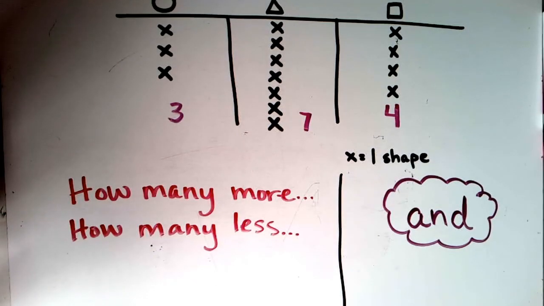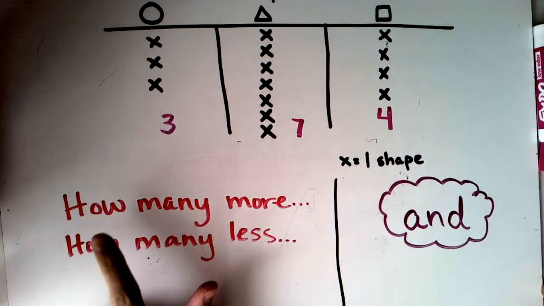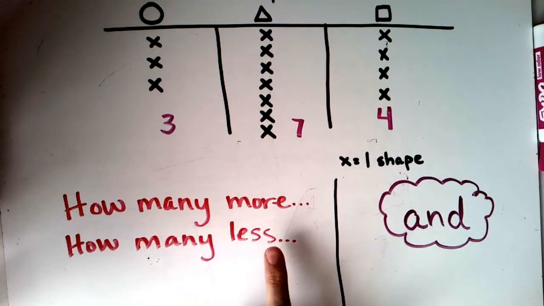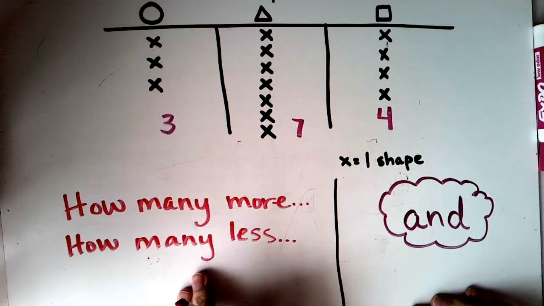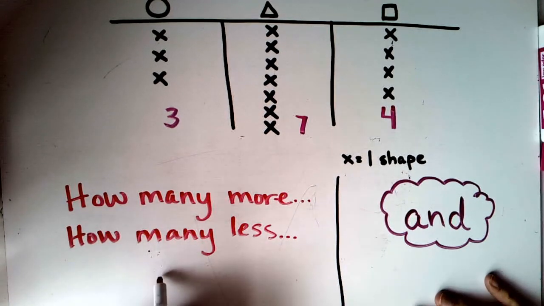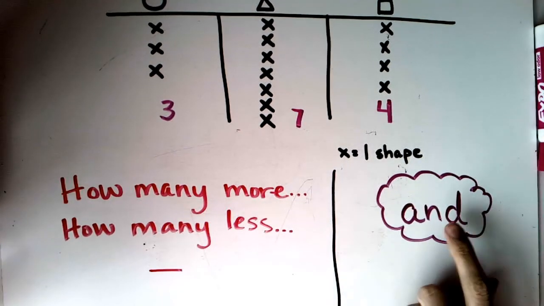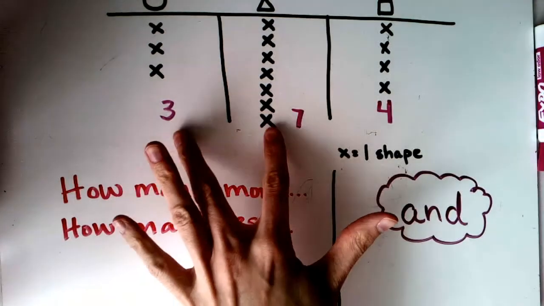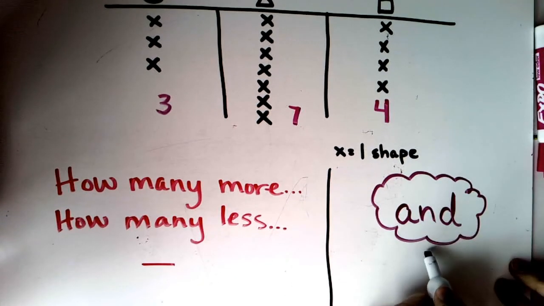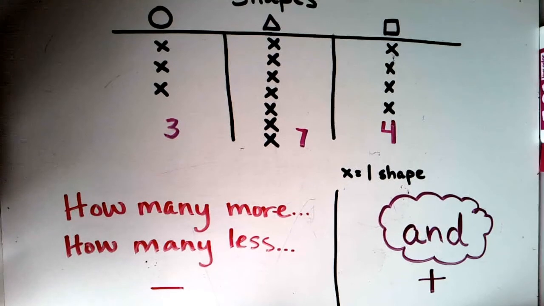So our keywords to remember today, first graders, when we're answering questions about graphs, is when we hear how many more or how many less or how much, how much more or how much less, we are going to be finding a difference. In order to find a difference, can we use adding or subtracting? We're going to subtract, so I'm going to put my takeaway sign right there. And if we hear the word "and," combining two categories, the word "and" tells us to combine two categories, we can use adding, right? Because that is what combining means. We're putting two parts or pieces together.